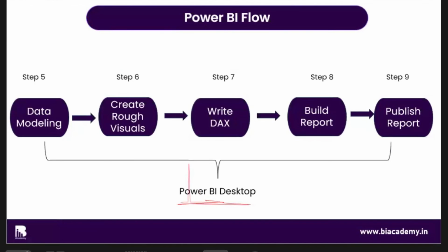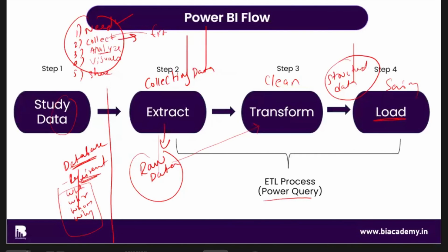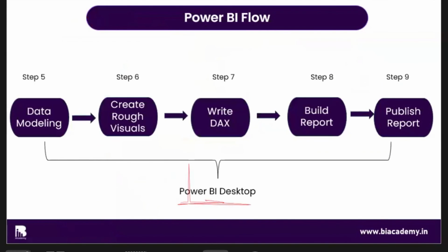Inside data modeling, what do we do? Let's take an example. When I load the data, suppose I collected 5 tables: table 1, 2, 3, 4, 5. When I clean the data and load it, now I have 5 tables with me. All these 5 tables are independent. I want to create a visual from all the tables by combining them together. So it is like all the tables are unknown to each other.